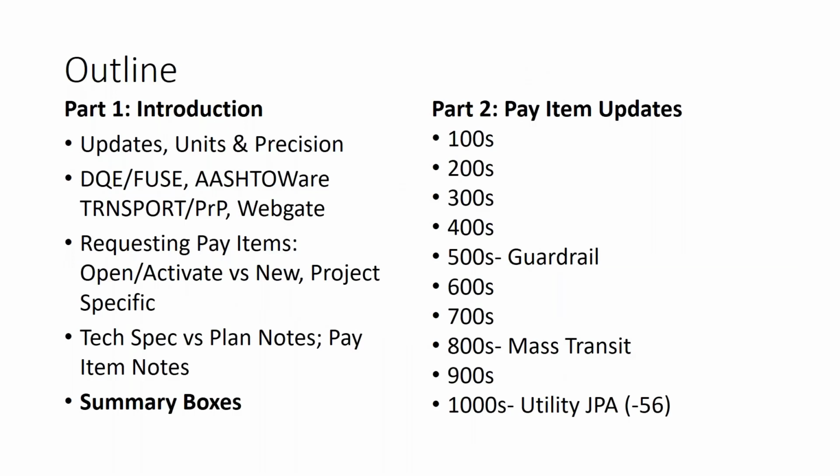Today, I've broken our presentation into two parts. This is part one with the introduction, and we'll go through the various chapters of the Basis of Estimates from 1 through 10. And that includes addressing updates, our various applications, how to request a new item, and how to coordinate some of the specifications, and finally a little bit about summary boxes. Part two of the presentation will be available, and that will get into pay item updates and specific pay items throughout the Basis of Estimates.